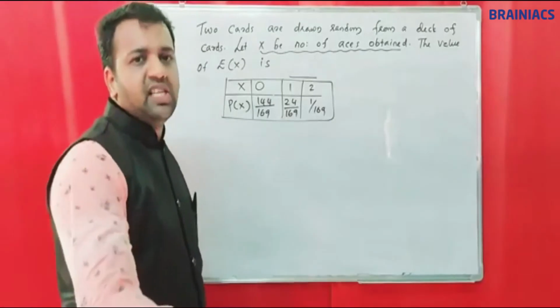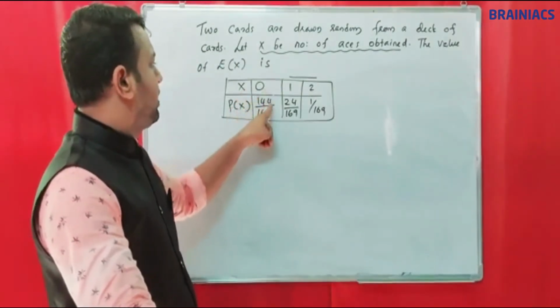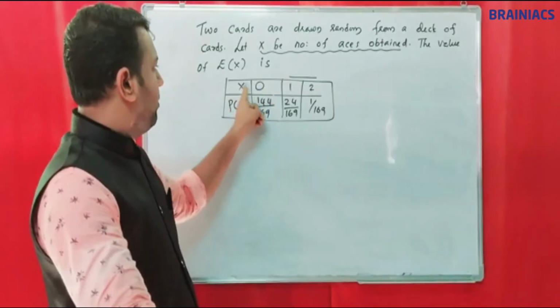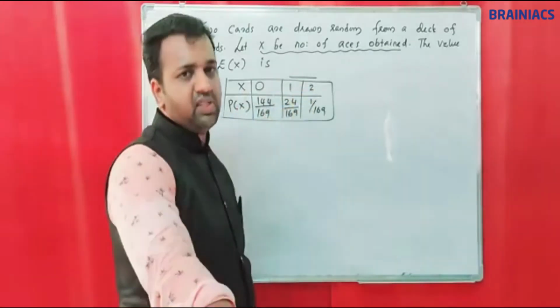So the probability distribution is x, P of x. Probability of x equal to 0 is 144 by 169. Probability of x equal to 1 is 24 by 169. Probability of x equal to 2 is 1 by 169.